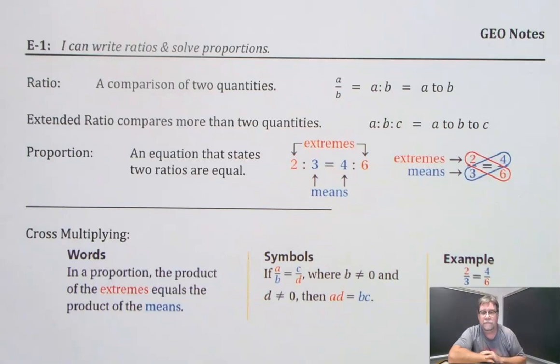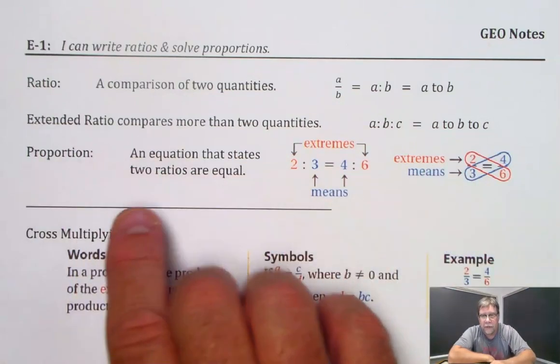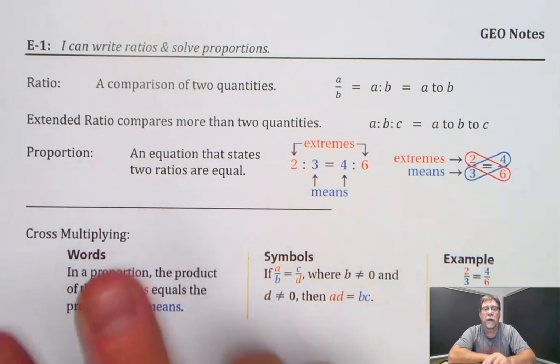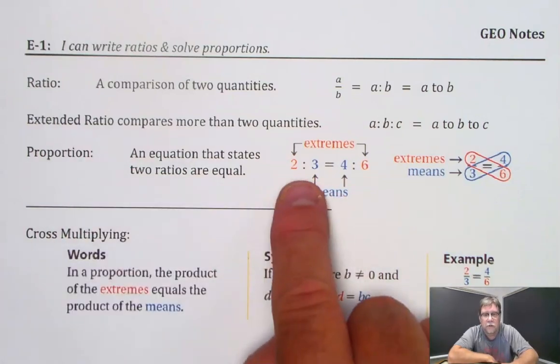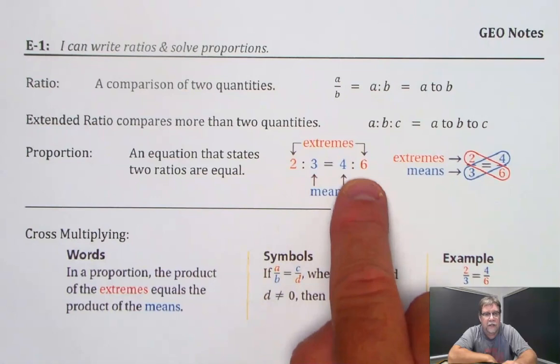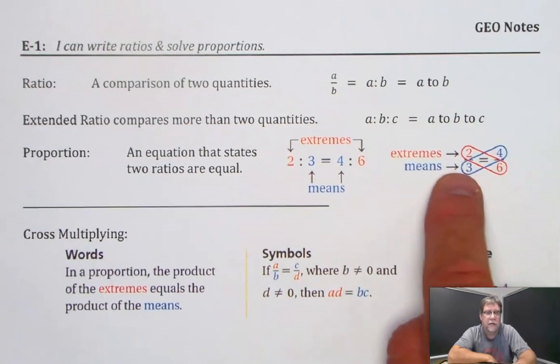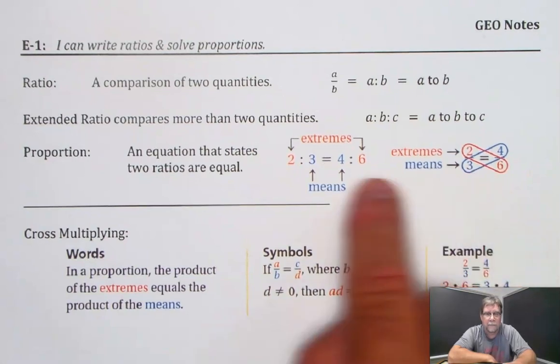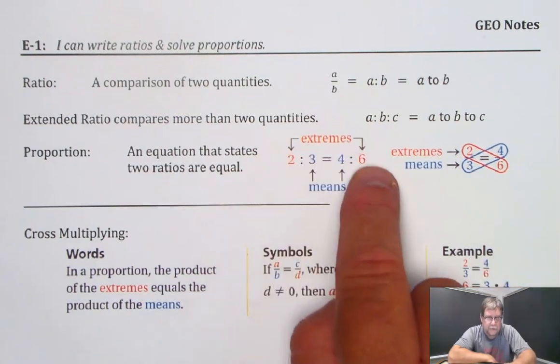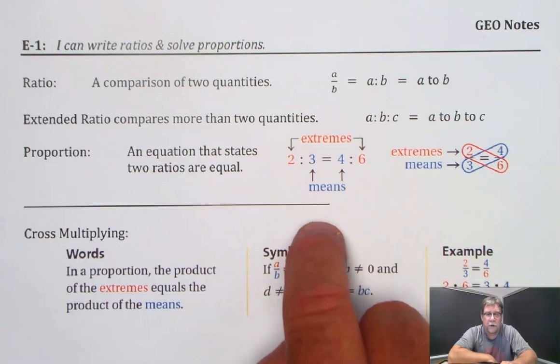5 to 8. A proportion is an equation that states that two ratios are equal. So here's 2 to 3, 4 to 6. It's really better to write them as a fraction, 2 over 3 and 4 over 6, and they equal each other. You'll see that the outside numbers are called the extremes, the inside numbers are called the means.